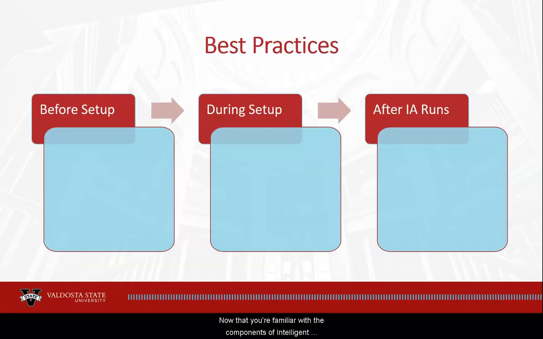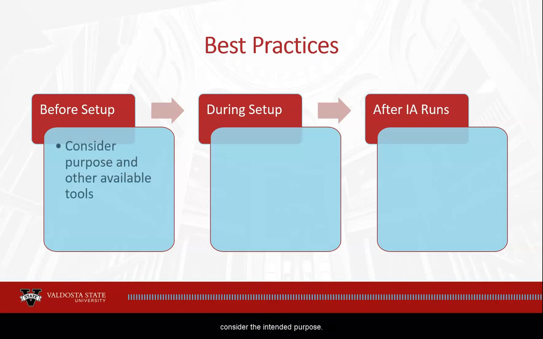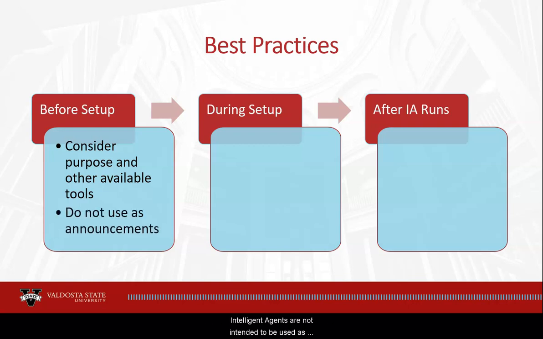Now that you're familiar with the components of intelligent agents, we can address best practices. Before setting up intelligent agents, consider the intended purpose. If your goal is data collection or a mail merge type of communication, intelligent agents are appropriate. However, course notifications, course announcements, personally crafted emails, or discussion board posting could be a better method of communication. Intelligent agents are not intended to be used as course-wide announcements or reminders to students.